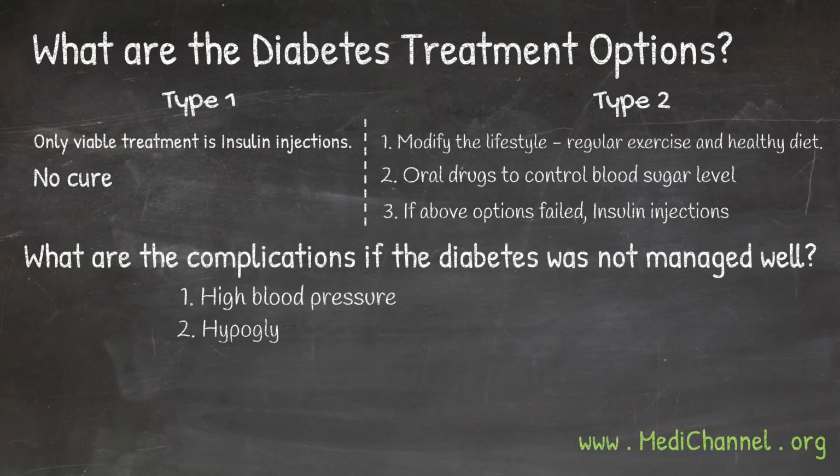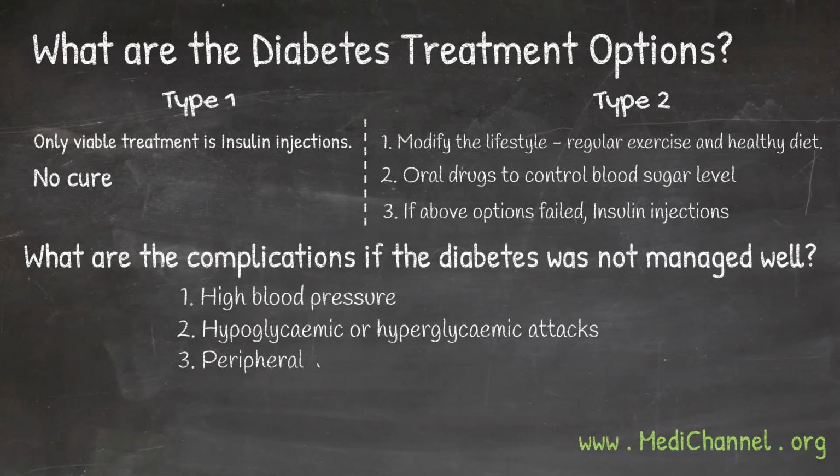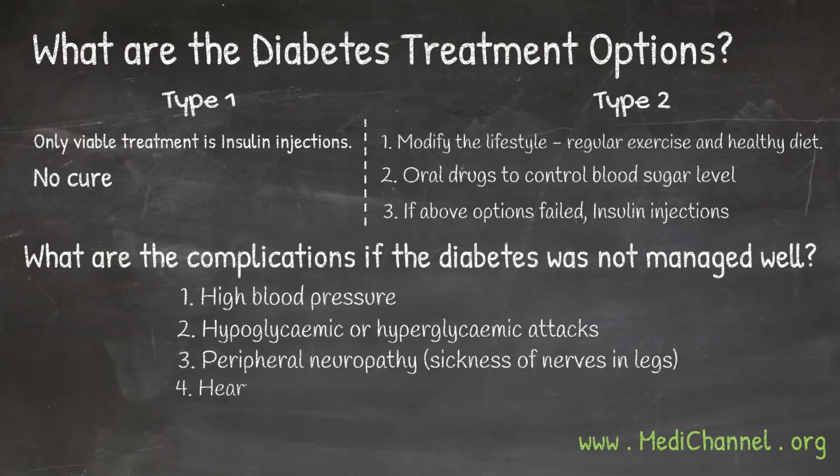Both types of diabetes show the same complications, as most of them are due to poor blood sugar control. Main complications are as follows: high blood pressure, hypoglycemic or hyperglycemic attacks, peripheral neuropathy, which is sickness of nerves commonly in legs, heart diseases, and infections mainly in the foot and skin. In this video, we have discussed many differences between type 1 and type 2 diabetes.